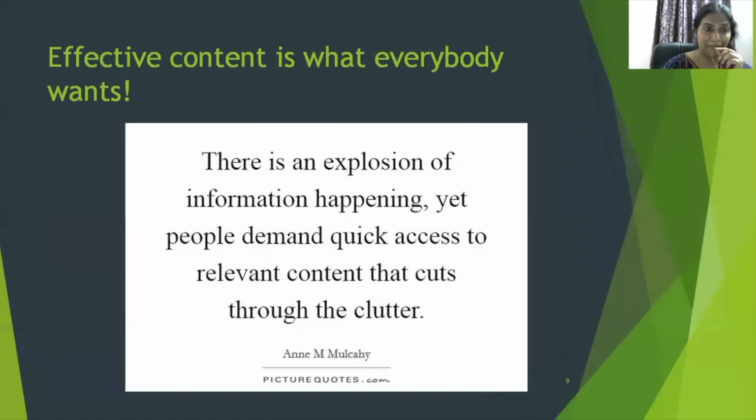But ironically, although there is an explosion of information happening, yet people lack relevant content that cuts through the clutter, right? So, what is lacking is relevant content that cuts through the clutter. So, the point is that content that is effective is what people demand.